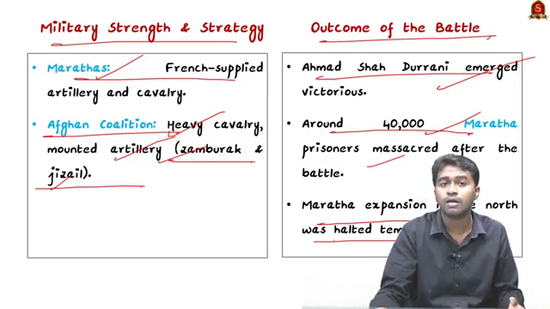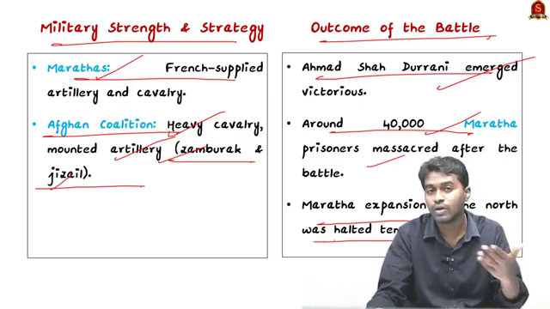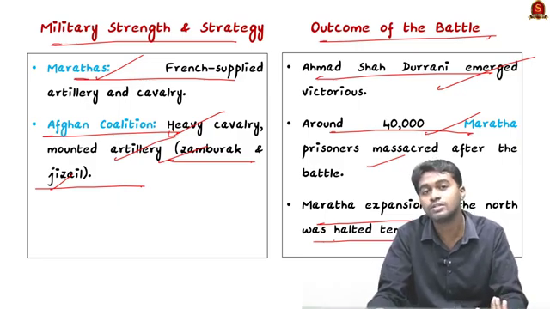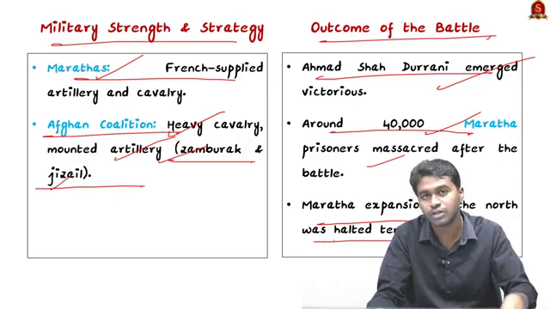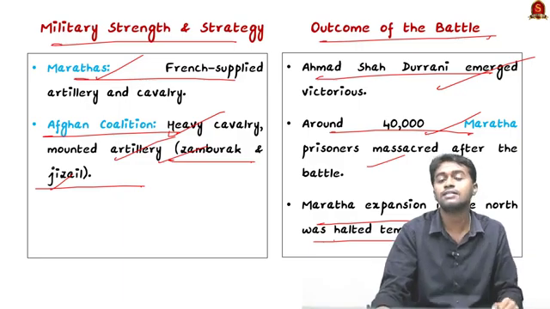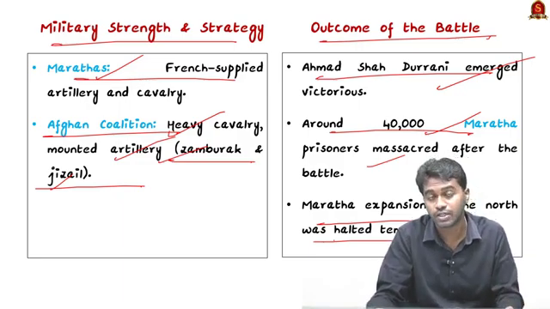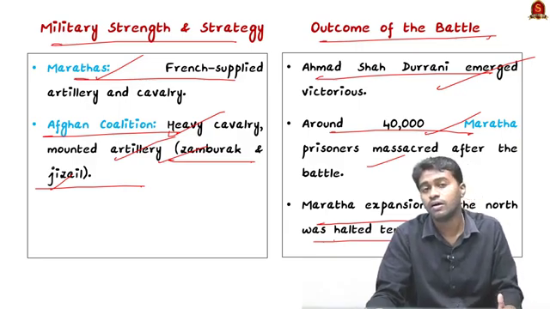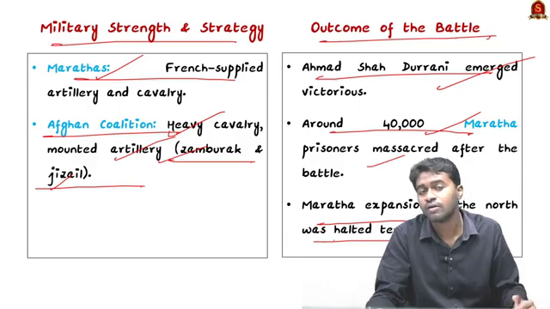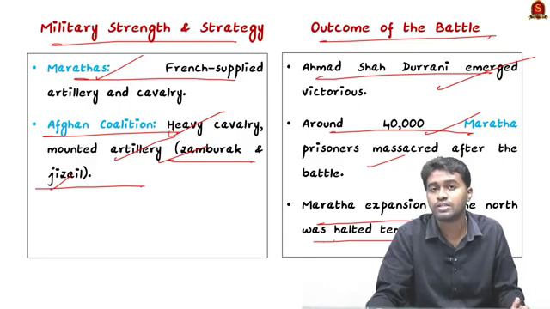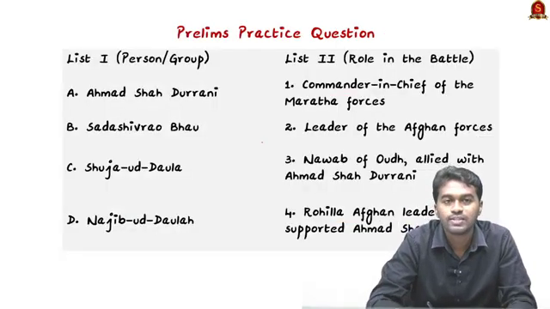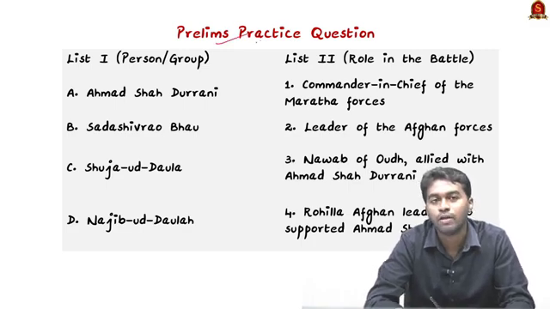And in between, the Marathas also engaged in battle against the British. That is known as the Anglo-Maratha War. And finally, in the third Anglo-Maratha War, the Peshwa at that time was Bajirao II, and the Marathas were totally defeated by the British, and were finally forced to sign the subsidiary alliance. So in this topic, we discussed the third Panipat War.